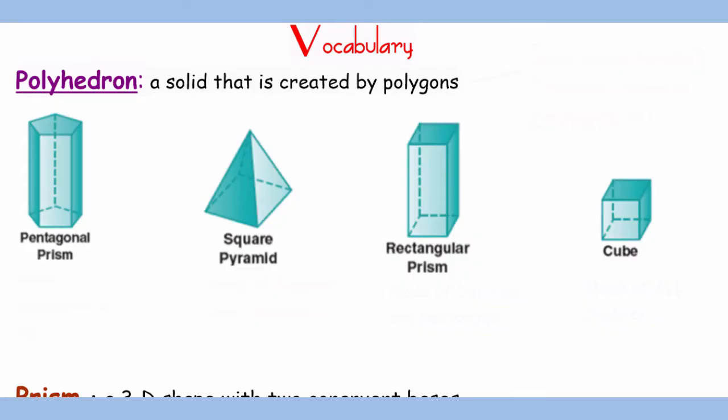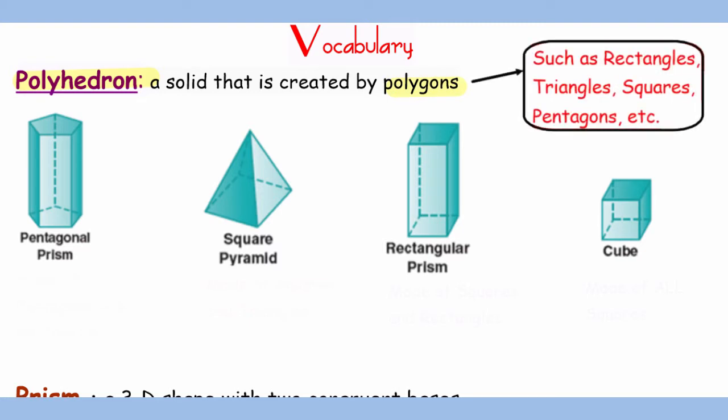Hi everyone, in this lesson we will go over vocabulary related to three-dimensional figures. The first word we're giving is polyhedron, which is a solid that's created by polygons, such as rectangles, triangles, squares, pentagons, etc. So there are four shapes below that we want to go over.